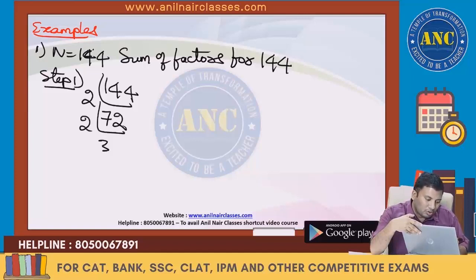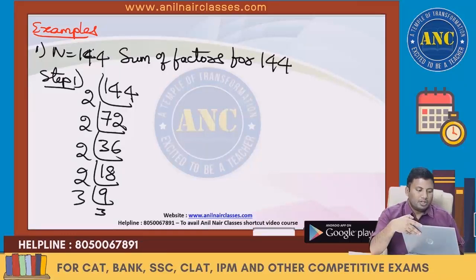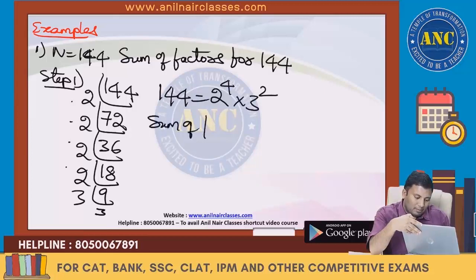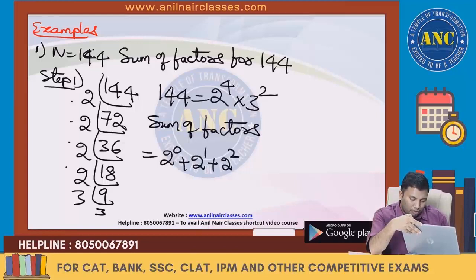2 72s are 144, 2 36s are 72, 2 18s are 36, 2 9s are 18, 3 3s are 9, 3 1s are 3. So 144 is nothing but 2 power 4 into 3 square. What is the sum of the factors for this number? Write down from the lowest power of 2: 2 power 0, 2 power 1, 2 square, 2 cube, 2 power 4.